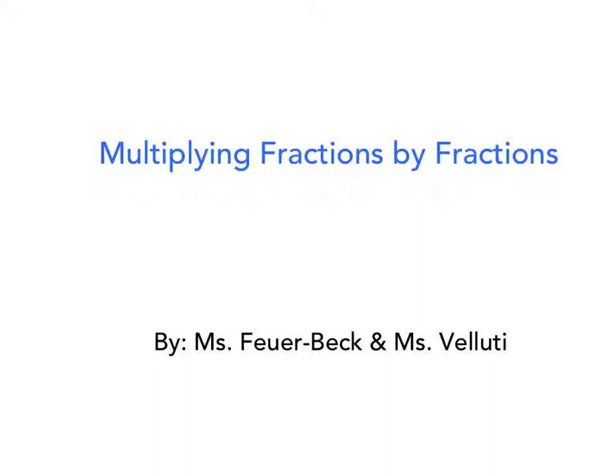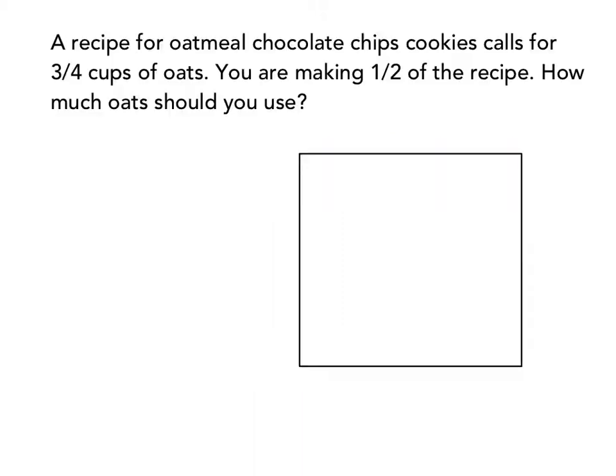Today we'll be learning how to multiply fractions by fractions. A recipe for oatmeal chocolate chip cookies calls for 3/4 cups of oats. You are making half of the recipe. How much oats should you use?